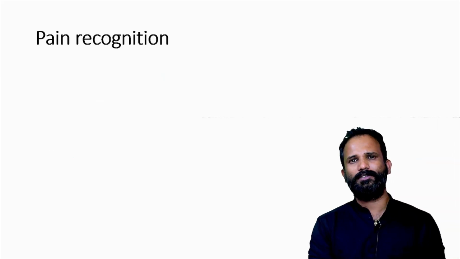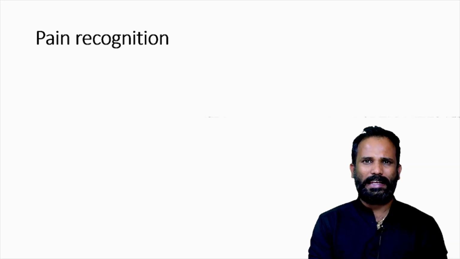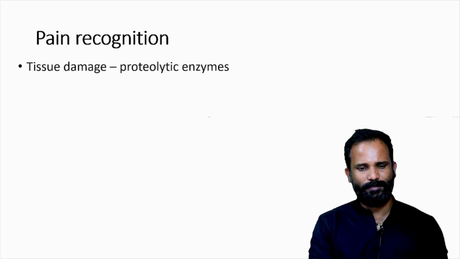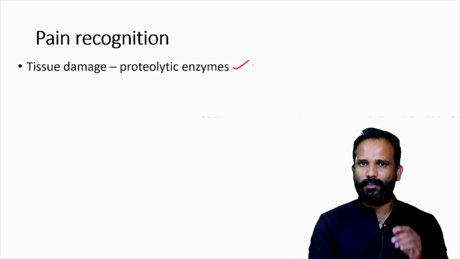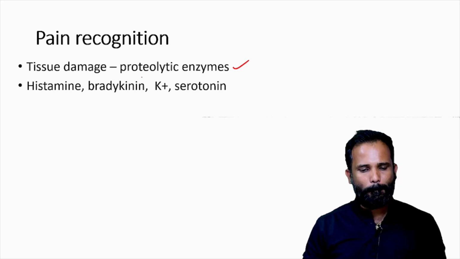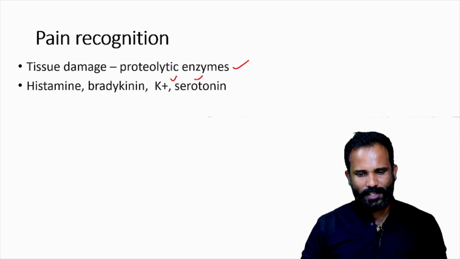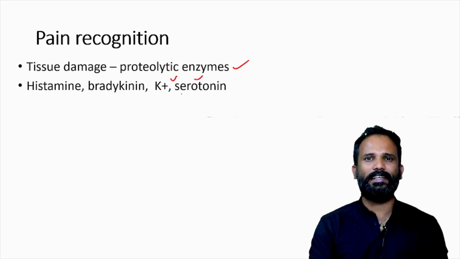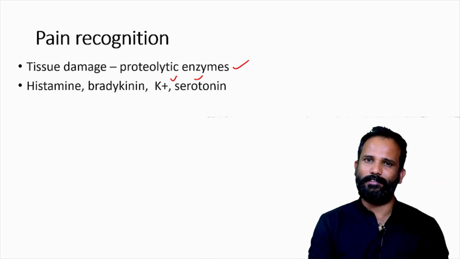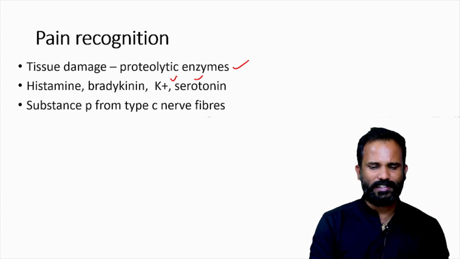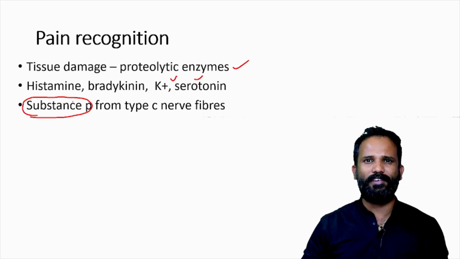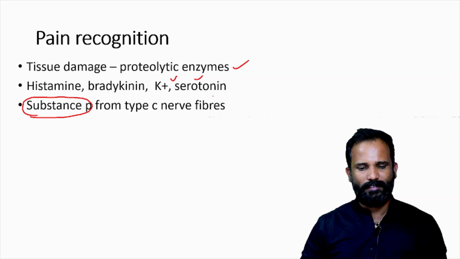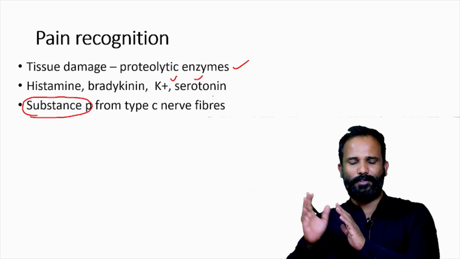And coming to the recognition of pain, how pain is felt. Any tissue injury causes release of proteolytic enzymes, or local hormones like histamine, bradykinin, potassium and serotonin. All these can stimulate the free nerve endings, and these free nerve endings, which may be A delta or type C, will release a neurotransmitter, which is substance P. So the neurotransmitter released at the spinal cord level is substance P. This will stimulate the second order neuron.